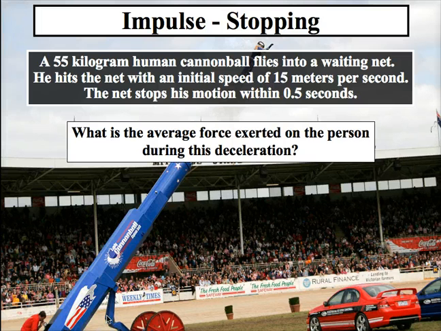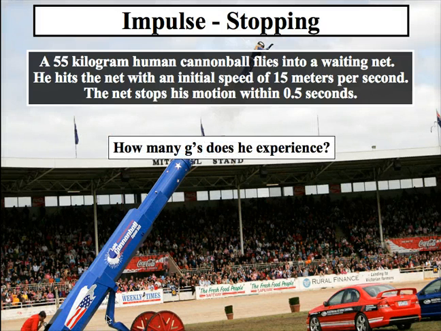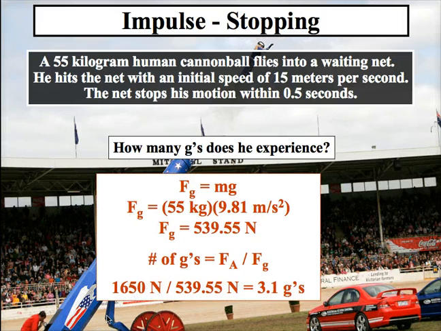What's the average force exerted on the person during this deceleration? Again, J equals Ft, so it's negative 165 newtons. Again, it has to be pushing him in the direction opposite his motion to bring him to rest. How many G's is that? Well, roughly 0.3 G's when we compare them.